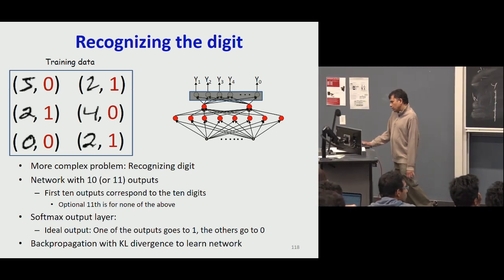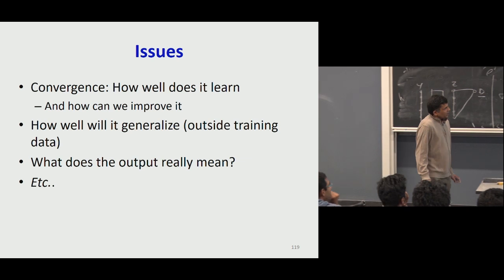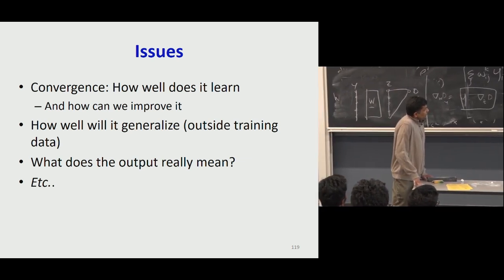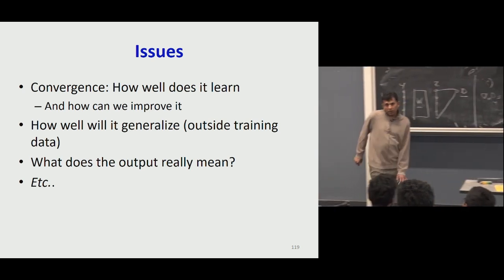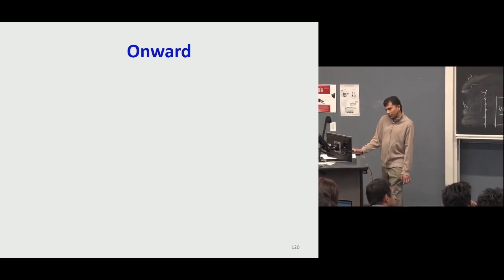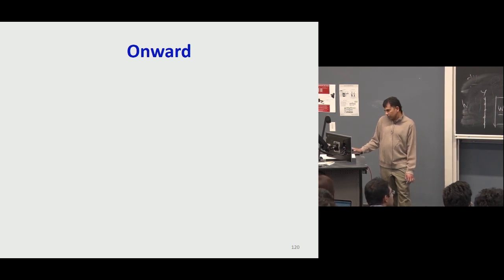So there are some issues. How well does it learn? Can you improve how quickly and how well it learns? Will it generalize? What does the output really mean, etc.? We will get to that. But before that, there are other issues, right? Before, we've just sort of gone through the whole backpropagation.